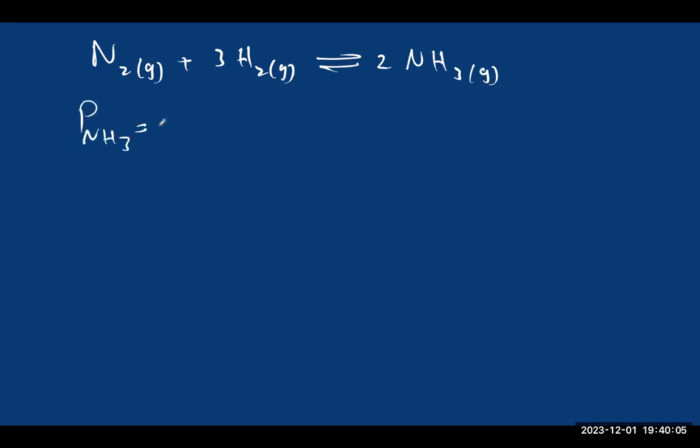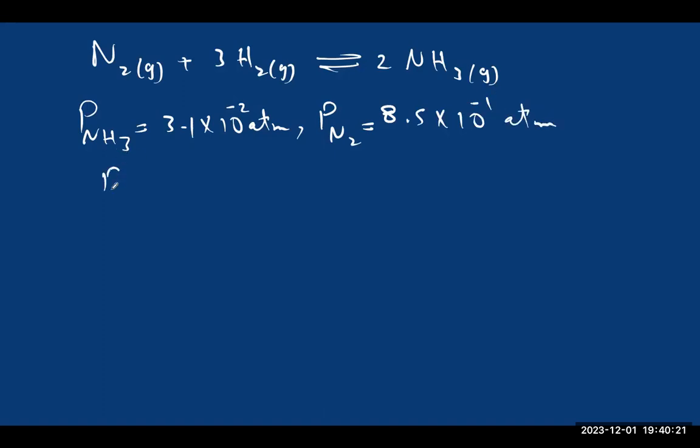Second example, and again, we will use the same thing. You have a reaction, N2 gas plus 3H2 gas. And this one will be converted to 2NH3. This is the ammonia synthesis here. And for this one, we have the pressure for NH3 given as 3.1 times 10 to the negative 2 atmospheric pressure, and the pressure for N2 is equal to 8.5 times 10 to the negative 1, again atmospheric pressure, and the pressure for hydrogen equals 3.1 times 10 to the negative 3 atm.